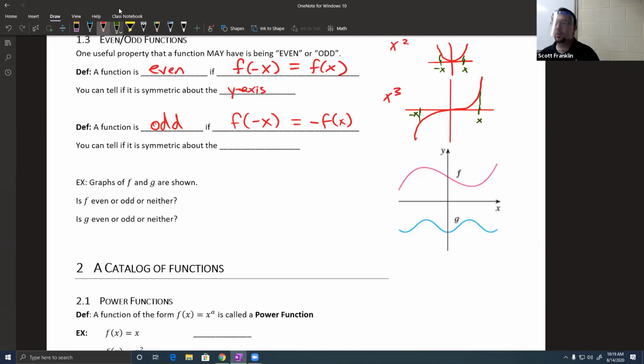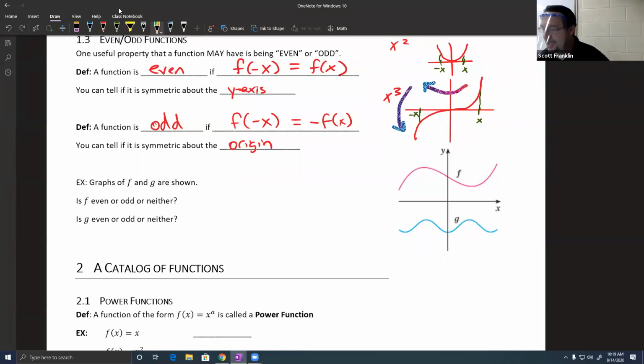So the way we describe that is it's symmetric about the origin, which means it's like a flip two directions. You flip it this way and then you flip it this way. Boom, boom, right? And then flip it this way, okay?